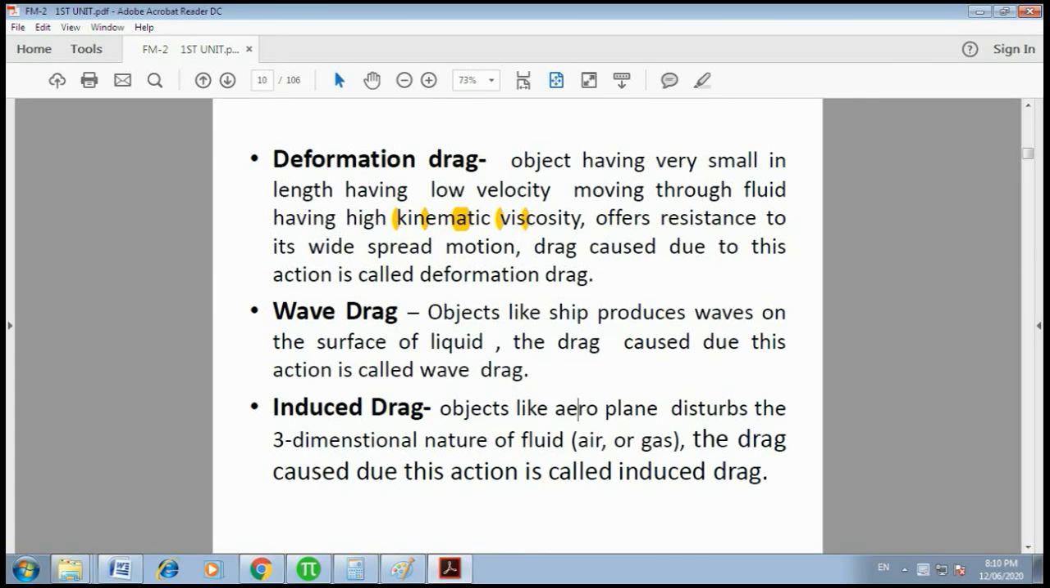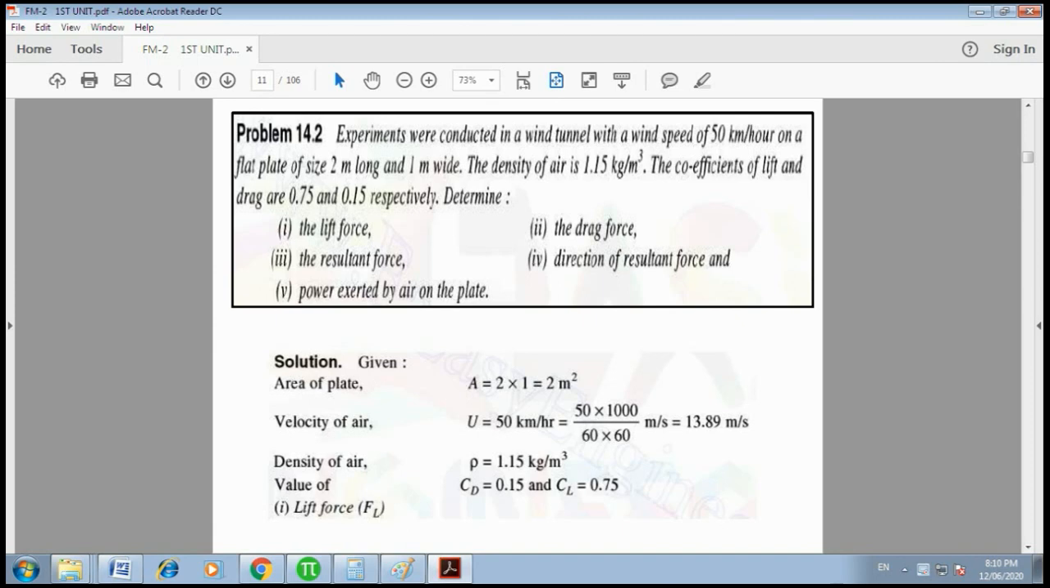Now we'll see one example. Experiments were conducted in the wind tunnel with wind speed 50 km per hour on a flat plate of size 2 meter long and 1 meter wide. The density of air is given as 1.15 kg per m cube. The coefficients of lift and drag are 0.75 and 0.15 respectively. Determine the lift force, drag force, the resultant force, the direction of the resultant force, and the power exerted by air on the plate. Now we'll see the solution.